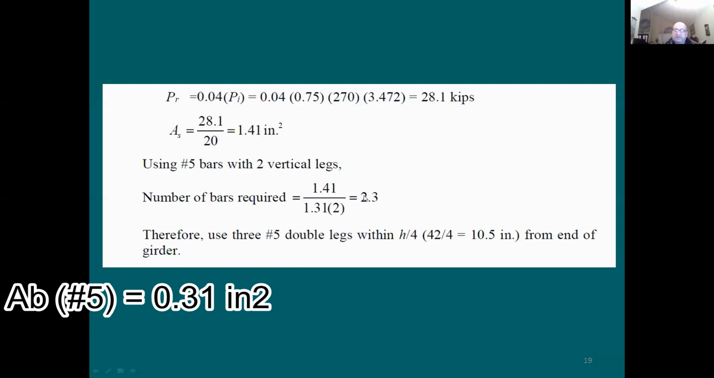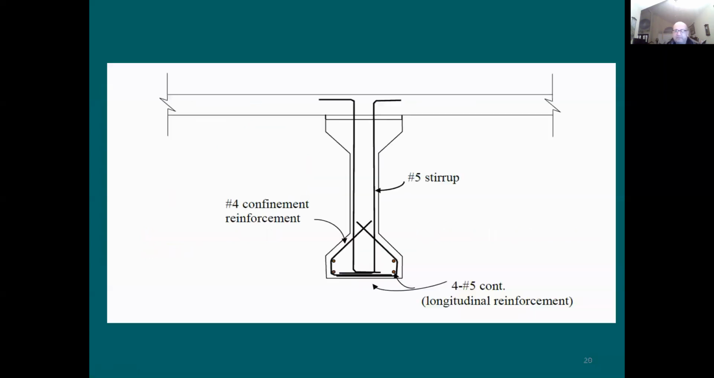Now I know that I need 3 stirrups. It's going to be number 5, and each one of them is going to have 2 legs. You need to provide these ties or these legs within 1/4 of the section height. Meaning, you'd better place this in the first quarter from the left-hand side, which means the beginning of the end block of the beam.